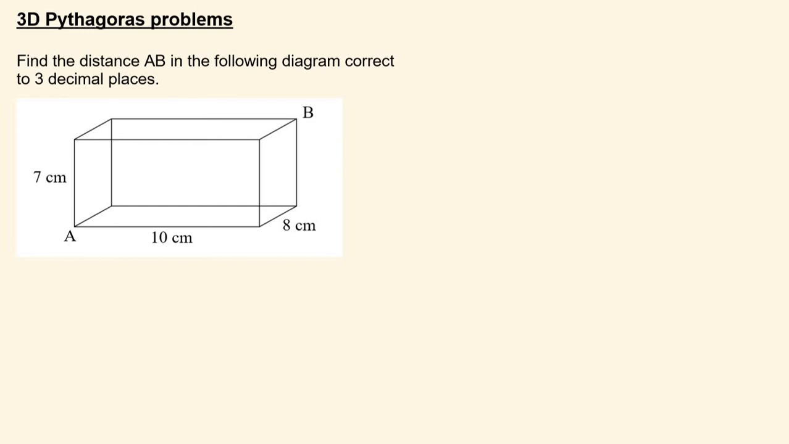When working in 3 dimensions, the only real difference with using Pythagoras or right angled triangles is that you have to visualize those and extract them from the shape. So if we take this first example here, we want to find the distance AB.